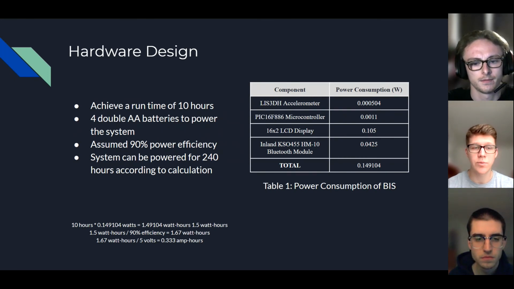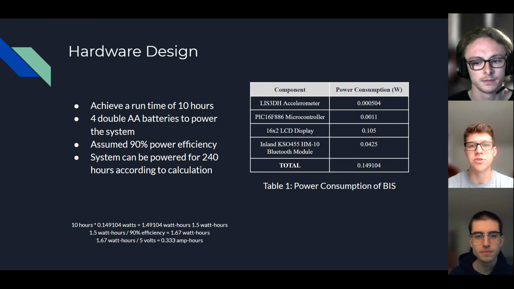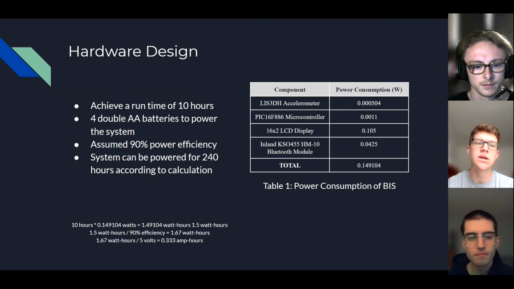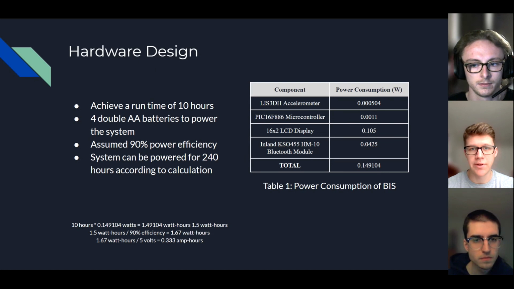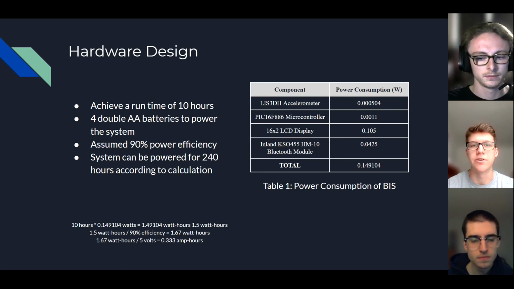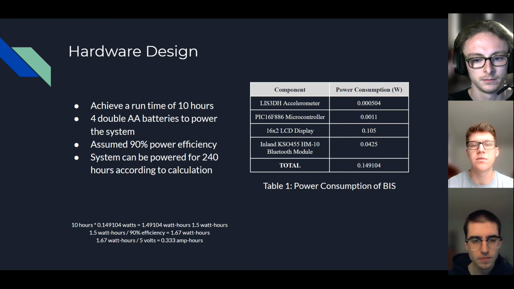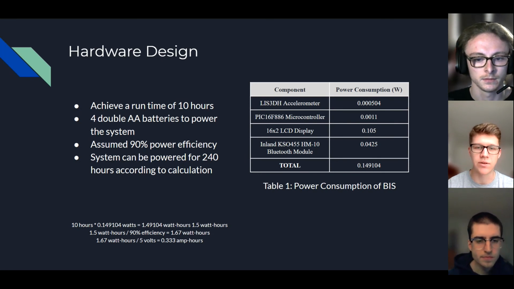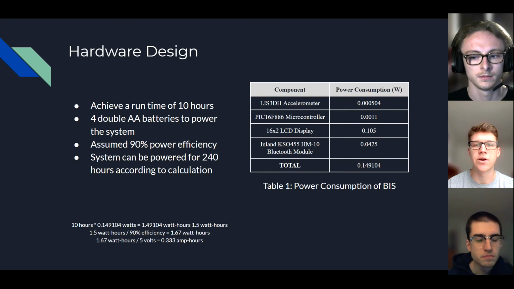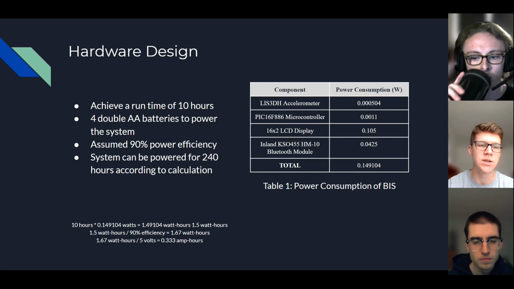So for our hardware design, one of our main goals was to be able to achieve a runtime of 10 hours. And so to ensure that we were able to do that, we needed to calculate the power consumption for each individual component on the BIS. So I did that by going through each individual component's data sheet, finding the peak voltage and amperage for each device, and multiplying those two together to find the wattage, and then adding all of them up for each component. We got a total wattage consumption of just under 0.15 watts.